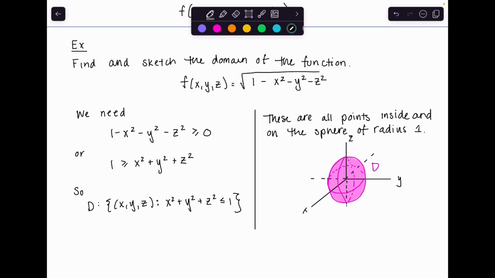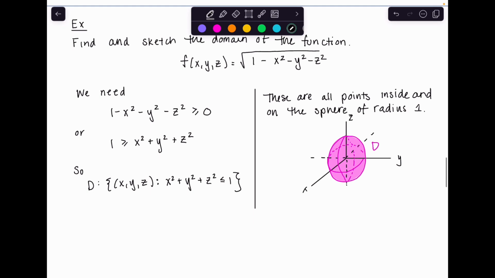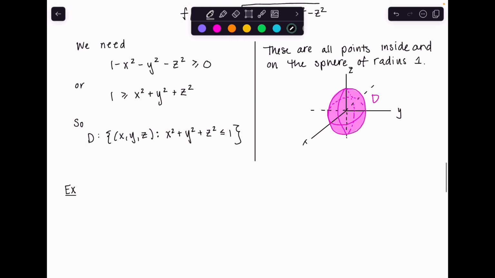Let's try one more of these before we talk about the last concept of this section. And we'll jump back to a function of two variables. Same directions though, we're going to find and sketch the domain of the function.